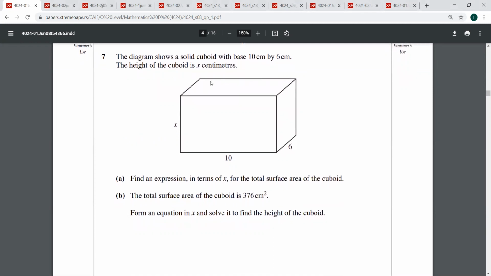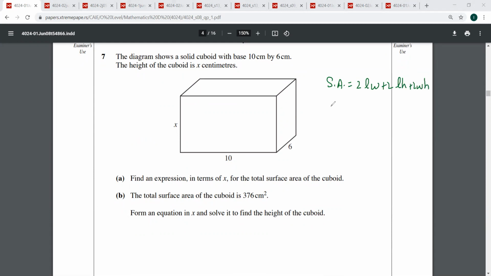So the diagram shows a solid cuboid with base 10 cm by 6 cm. The height of the cuboid is x centimeters. Find an expression in terms of x for the total surface area of the cuboid. So there is no thinking required. You can simply recall that the total surface area is twice the length into the width plus twice the length into the height plus twice the width into the height.